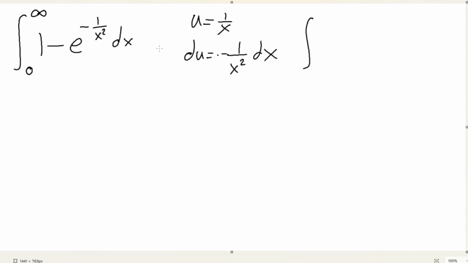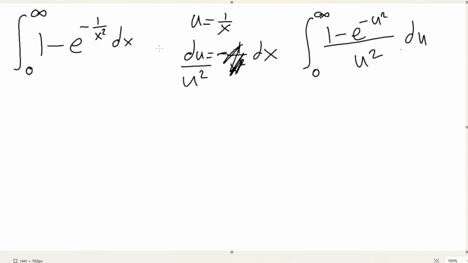Oh well, we have this negative here to switch the bounds, so we have infinity to 0 here. Okay, nothing changed. We have 1 minus e to the negative u squared like I wanted, but then we have u squared at the bottom because of the du. Right? Because this 1 over x squared is technically u squared. And this is what we have. But now what do we do here?